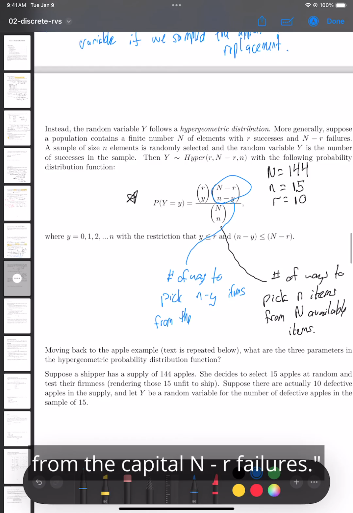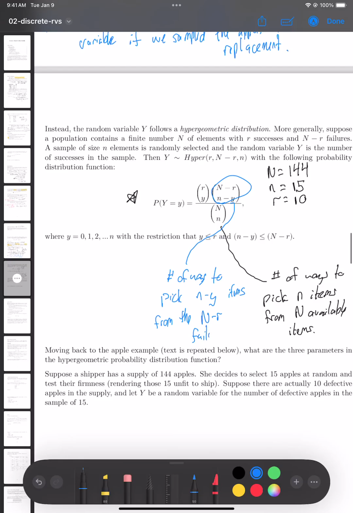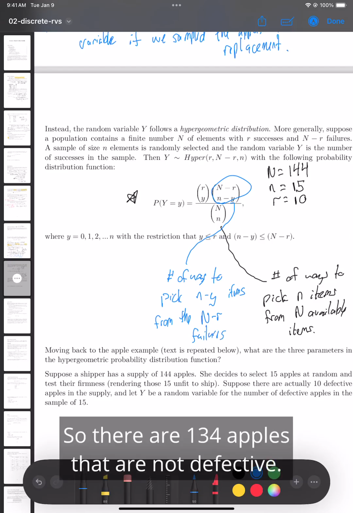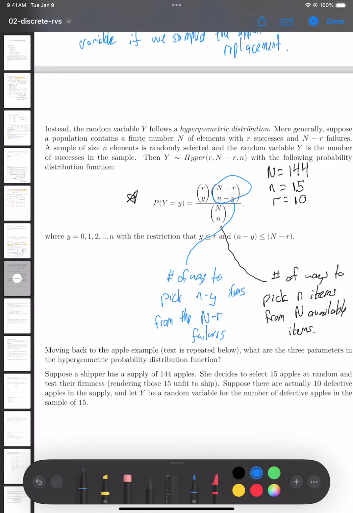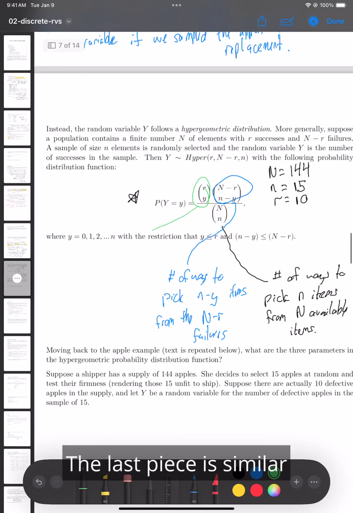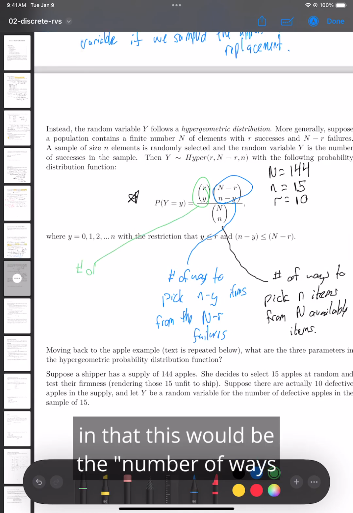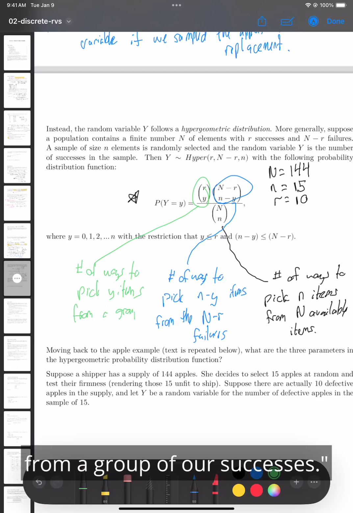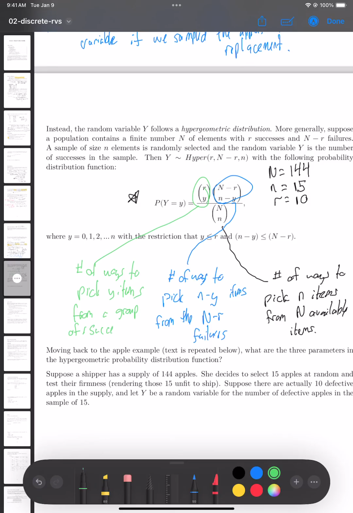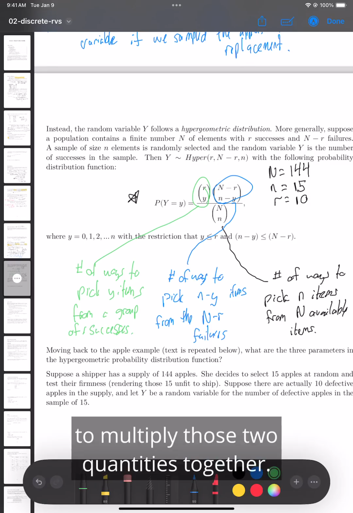from the capital N minus r failures. So there are 134 apples that are not defective. These are the failures. And capital N minus r choose lowercase n minus y is the number of ways to select those n minus y failures. The last piece is similar in that this would be the number of ways to pick y items from a group of r successes. And then the numerator also uses the mn rule to multiply those two quantities together.